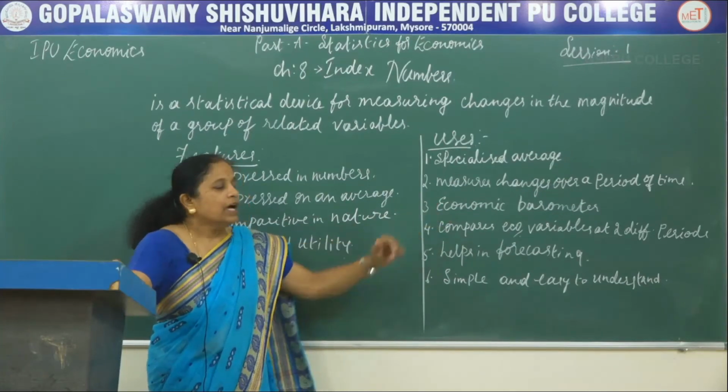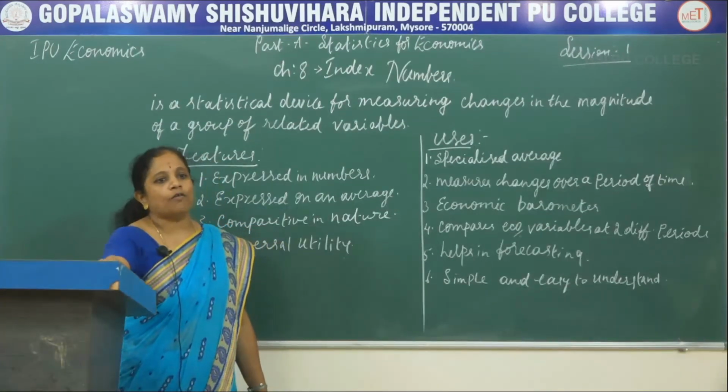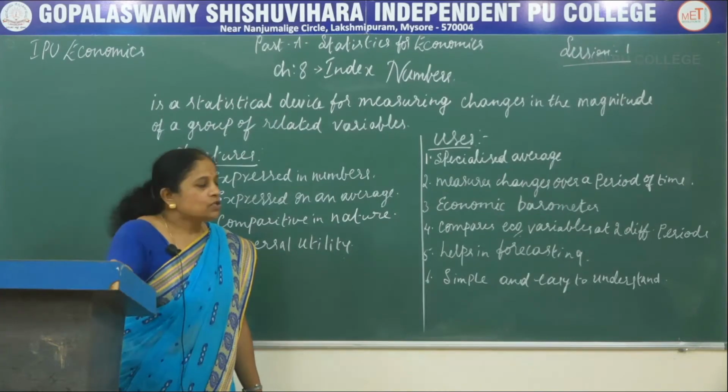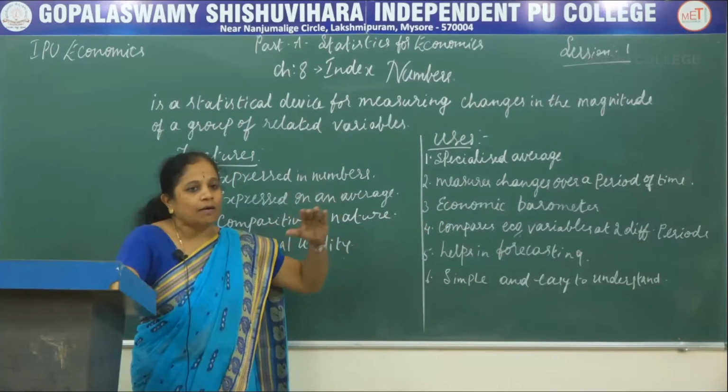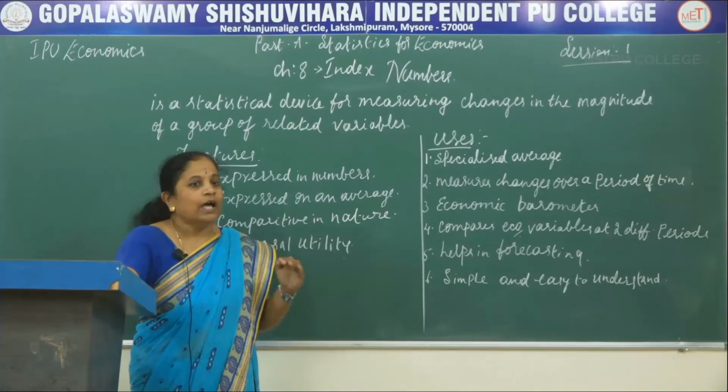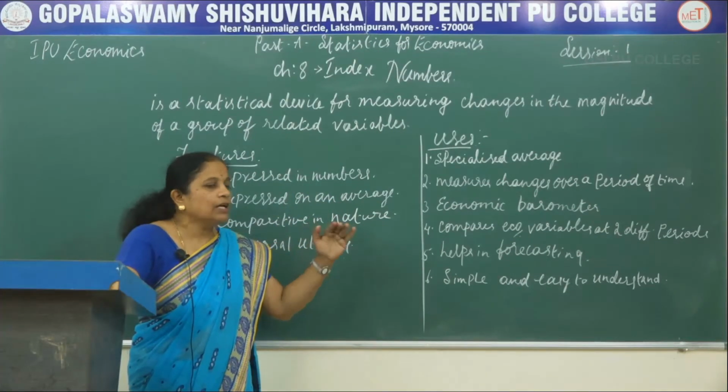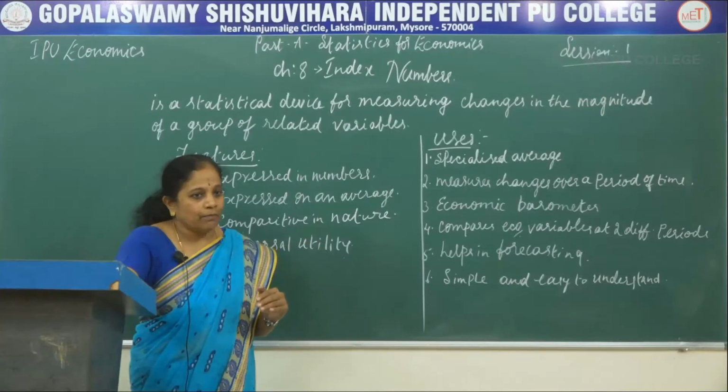The third one is that index numbers play the role of an economic barometer. It is the measuring rod or measuring scale which tells about the variations in the economic trends of any particular group of variables.